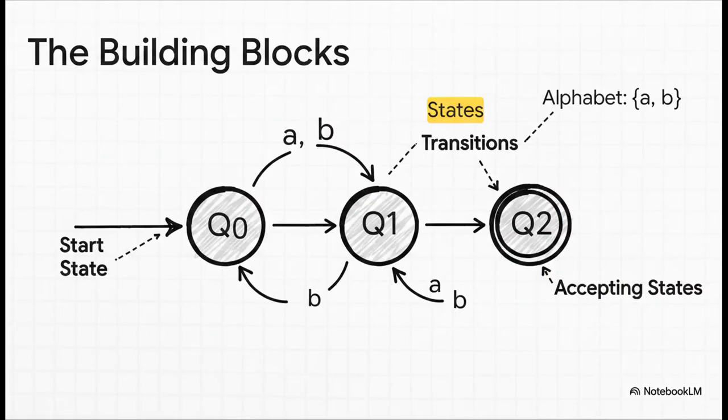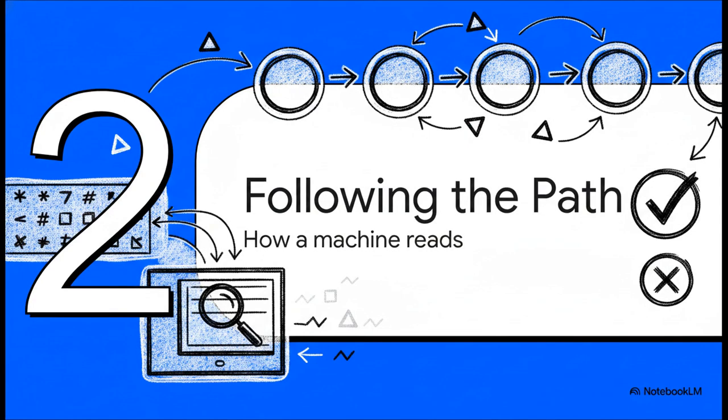Let's look a little closer at these parts. You've got your states, which are kind of like stages in the process. You've got your transitions, which are the rules for hopping between them. And then there are two special types of states. There's always one single start state, that's our entry point. And then there can be one or more accepting states. Those are the ones, often shown with a double circle, that signal a successful match. That's our destination.